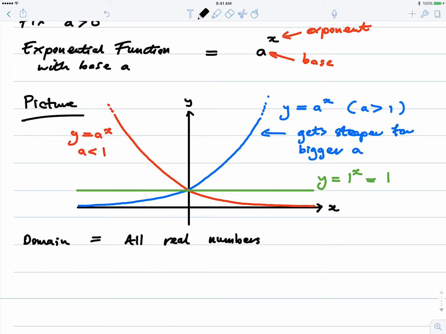So we completely avoid the issue of negative bases because it makes the domain very, very confusing. So when we talk about exponential functions, we always assume, remember, that a is strictly greater than 0.